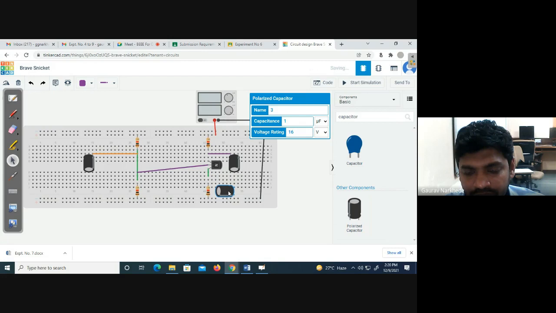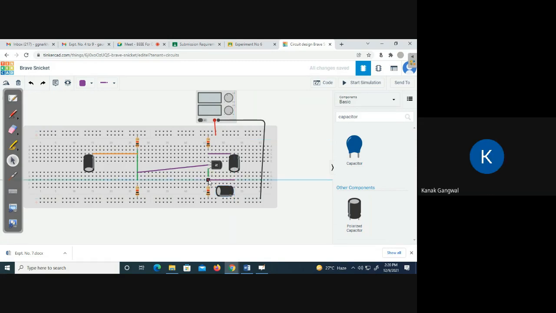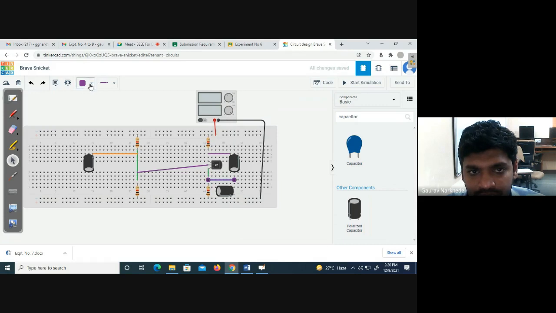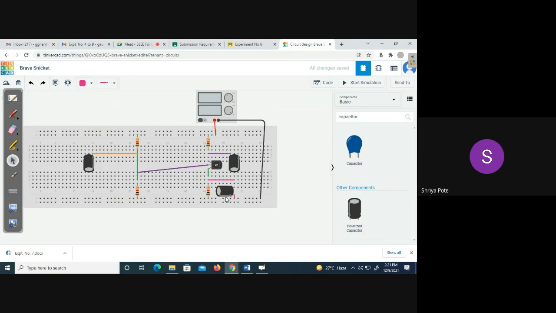Where is it connected, by the way, do you know? It is parallel to RE. So this is connected here, and then this terminal. So can I say this is connected in parallel with RE? Yes, sir. Okay.